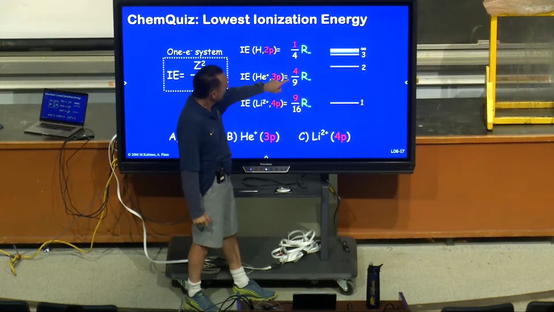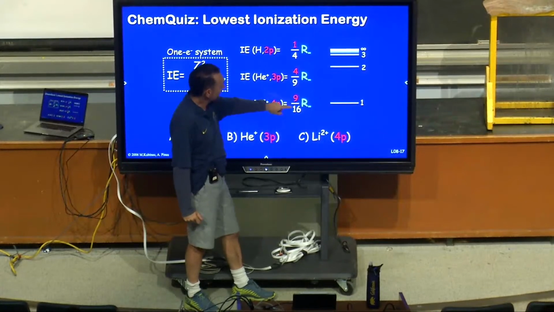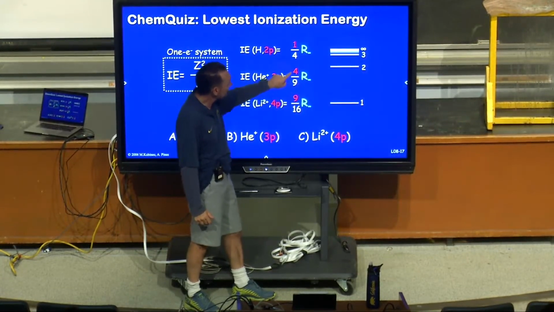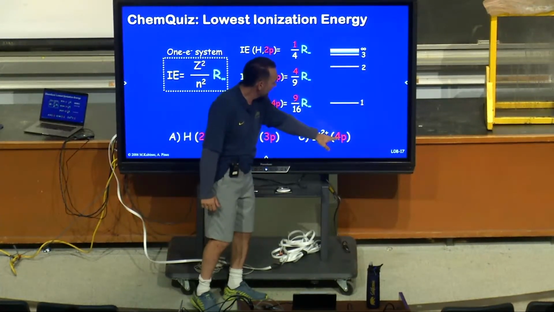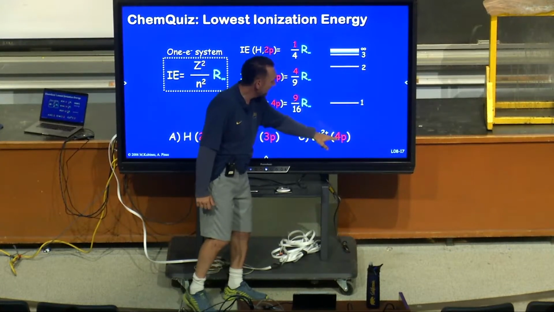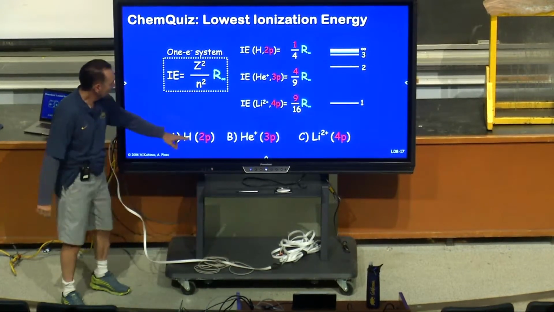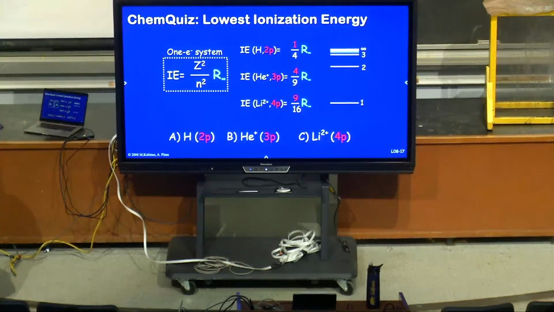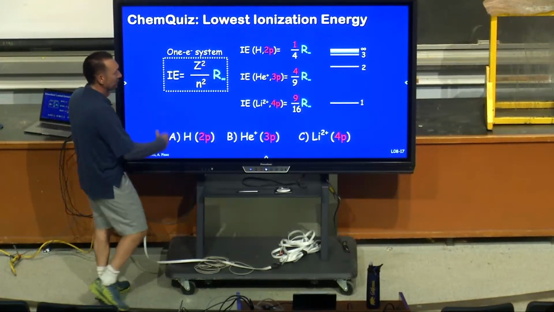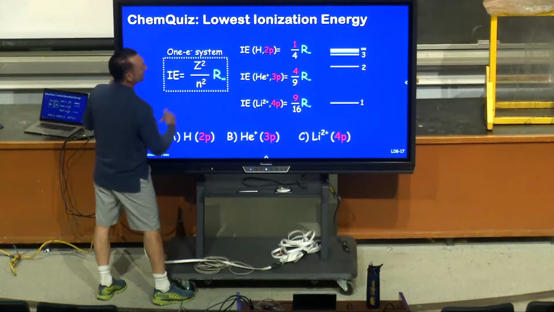And we can see this is about 1/4 of a Rydberg to ionize. This is about a half, a little more than a half. That's a little bit less than a half a Rydberg to ionize. So even though this is way out in the 4p, principal quantum level 4, it still takes less energy to ionize the hydrogen in the 2p. So the charge on the nucleus won out in that case.